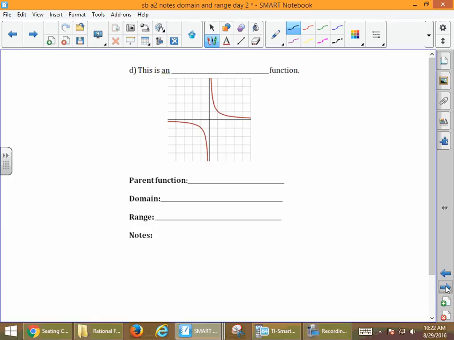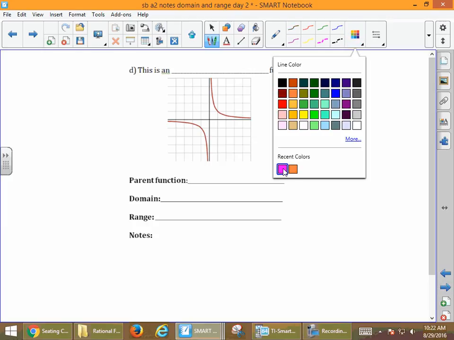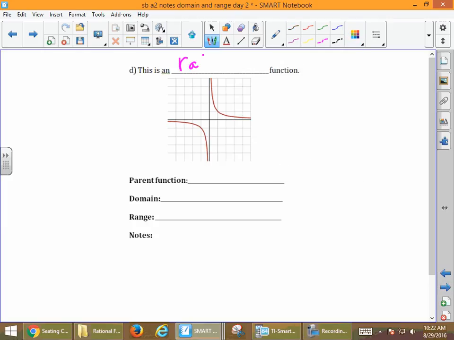Next one. There's a variety of names for this function, but I'm going to call it a rational function. Sorry, this is a rational function. My vocab is a little bit off there. I won't get caught up in that. And our function that we've got drawn here is y equals 1 over x.